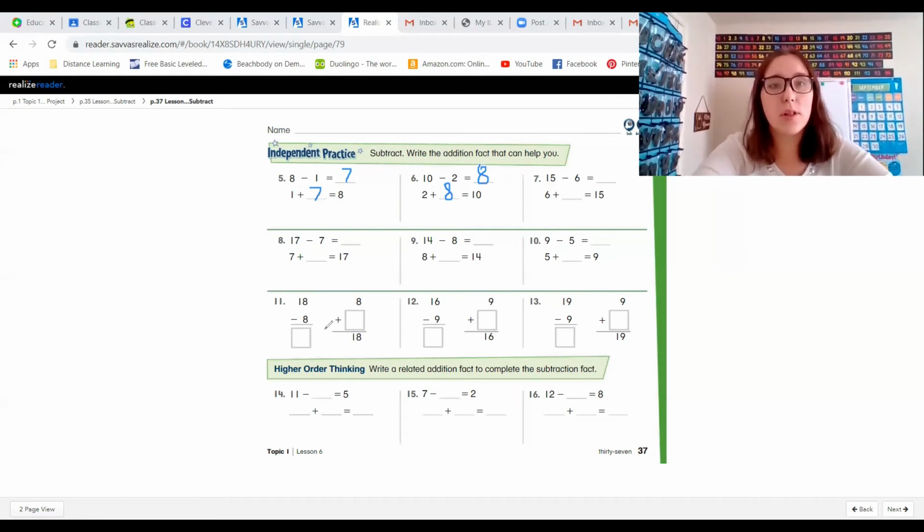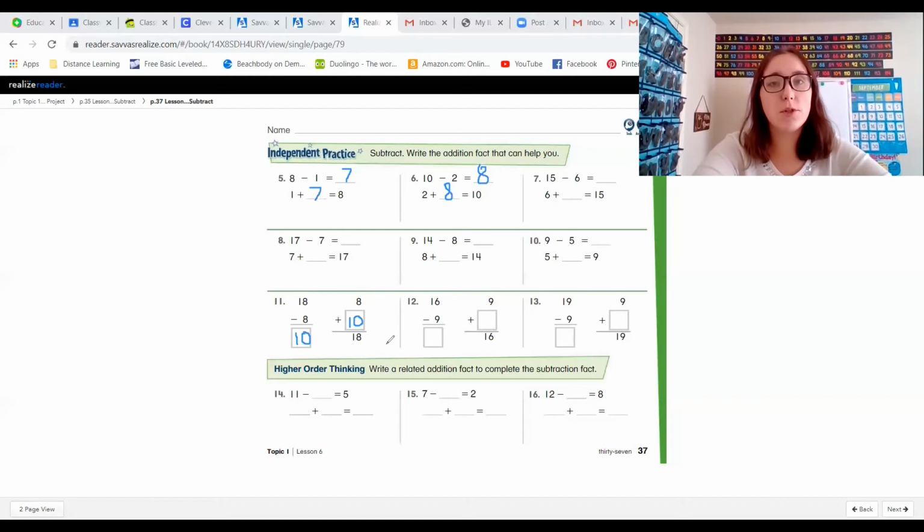Okay, let's jump down to number 11. Now, this is the same problem type. We're doing the same thing. It's just written with the numbers over top of each other, okay? So it's the same idea, though. Our subtraction problem is 18 minus 8 equals something, and our related addition fact is 8 plus something equals 18. Well, we know that 8 plus what equals 18? 10. So we know 8 plus 10 equals 18, which means 18 minus 8 equals 10.